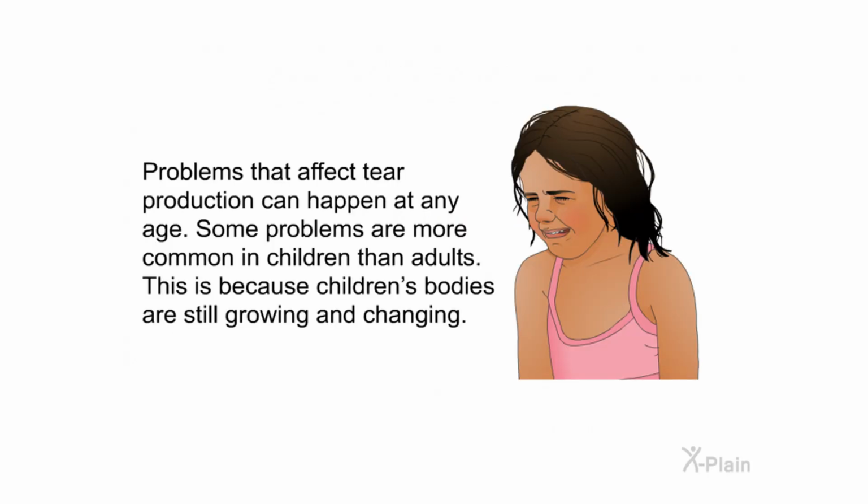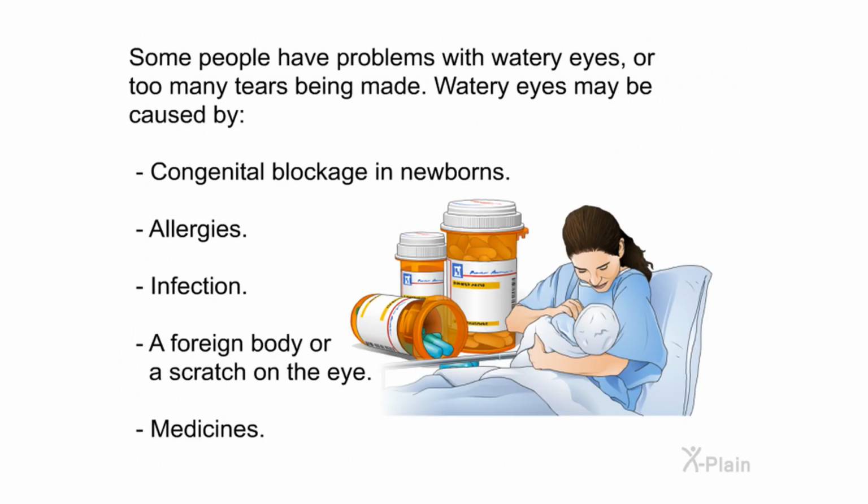Watery eyes. Problems that affect tear production can happen at any age. Some problems are more common in children than adults. This is because children's bodies are still growing and changing. Some people have problems with watery eyes or too many tears being made. Watery eyes may be caused by congenital blockage in newborns, allergies, infection, a foreign body or a scratch in the eye, medicines.